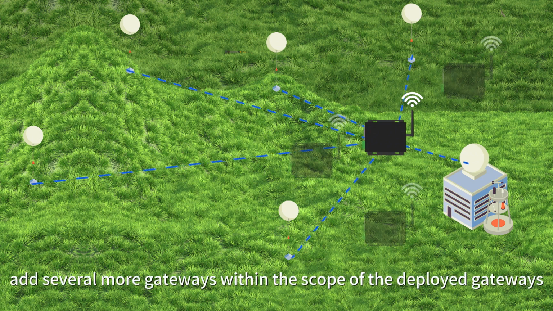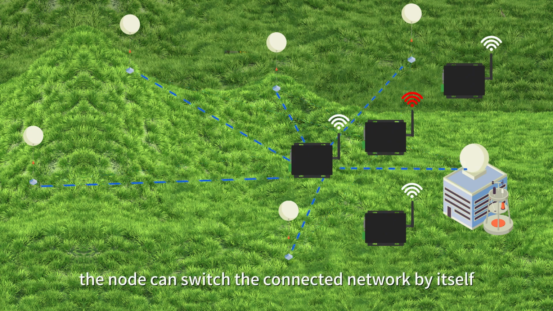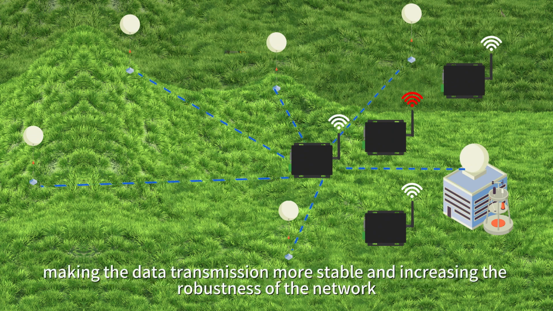In addition, add several more gateways within the scope of the deployed gateways. When a problem occurs with a gateway, the node can switch the connected network by itself, making the data transmission more stable and increasing the robustness of the network.